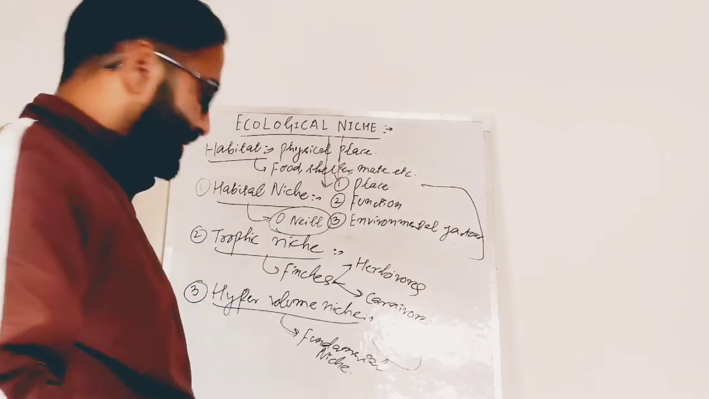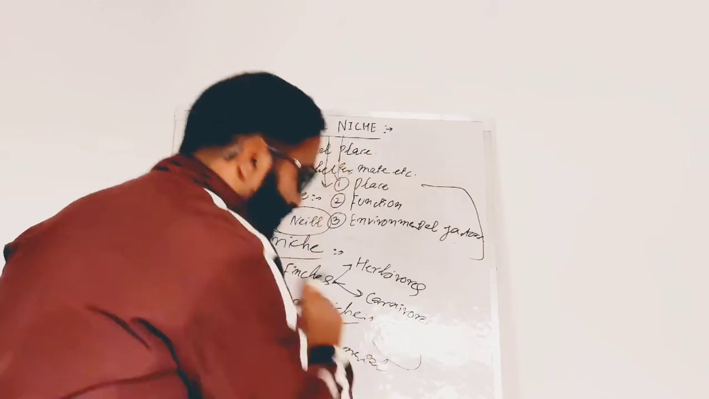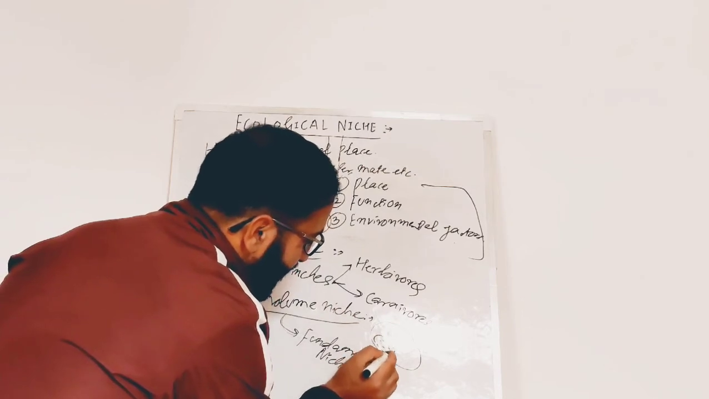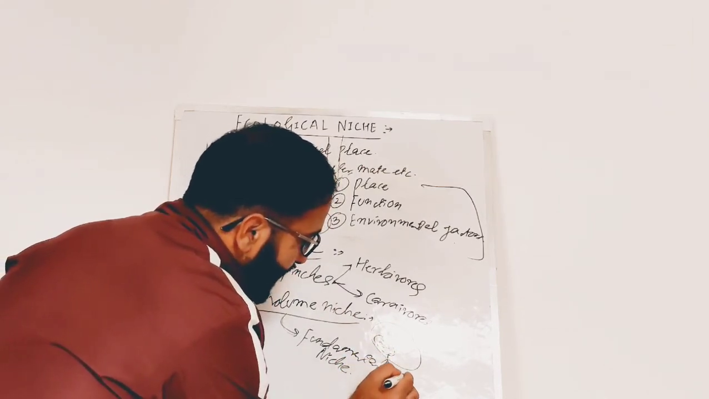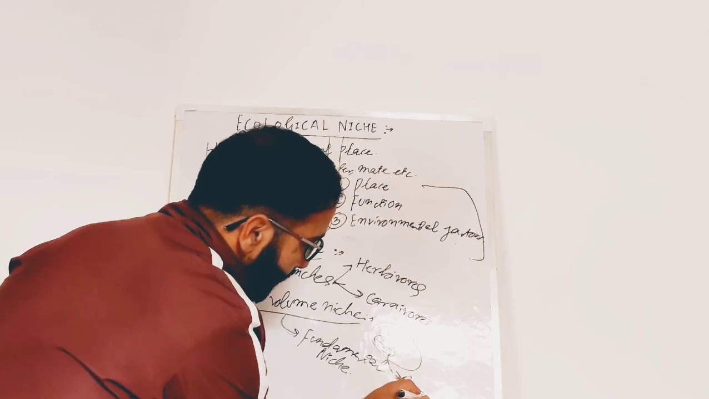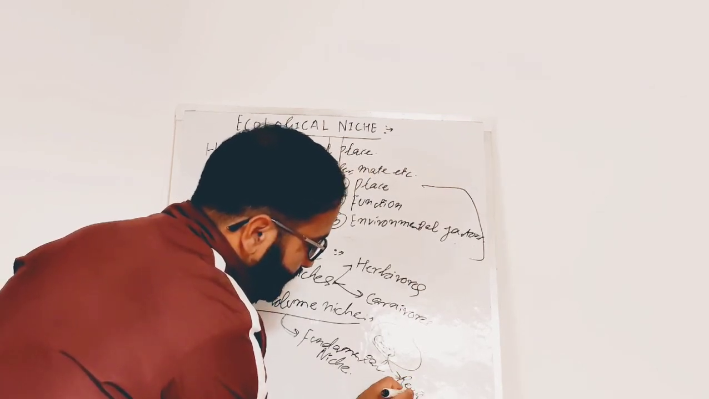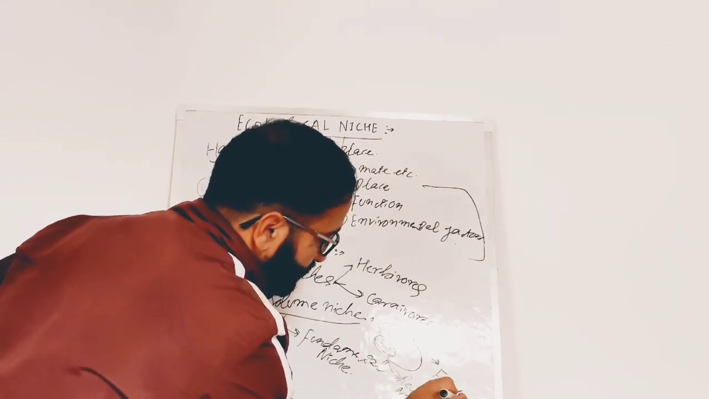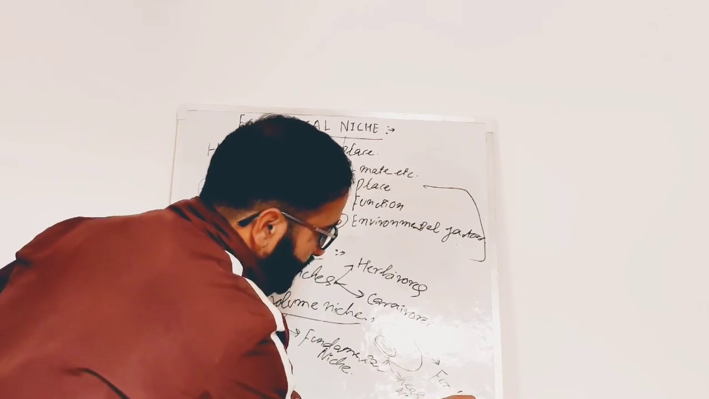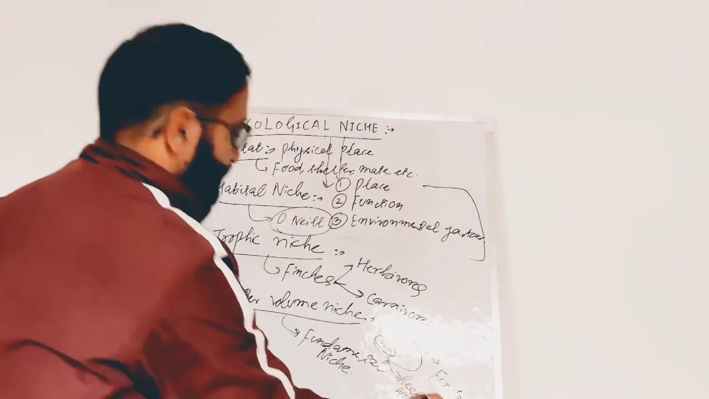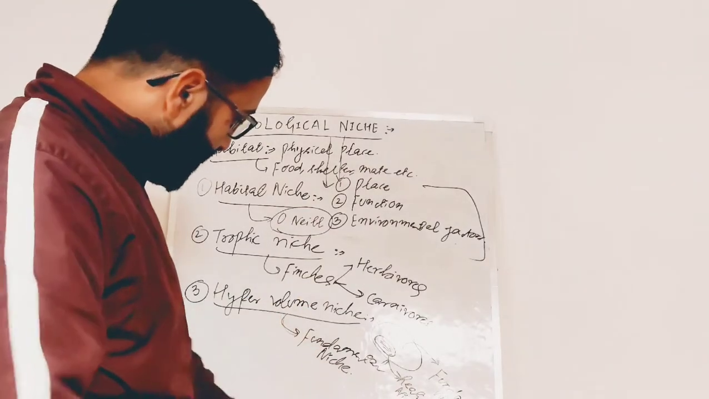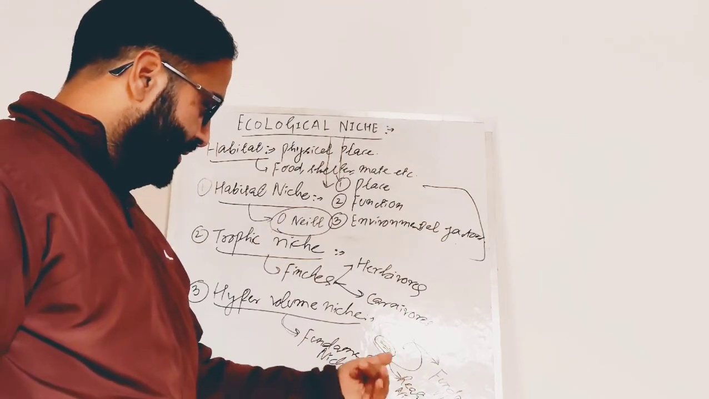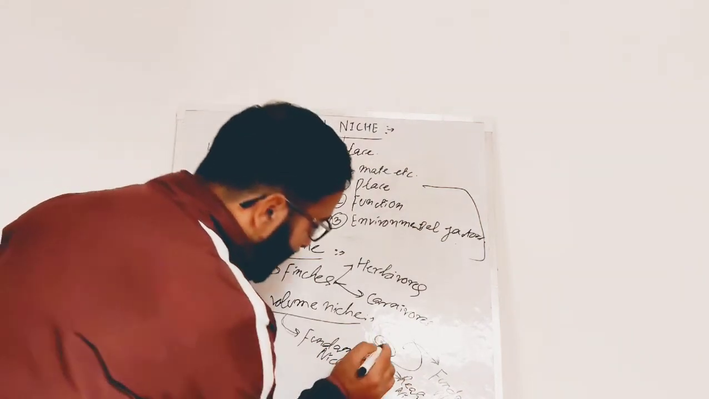Such a niche is called a realized niche. So if this all is the fundamental niche, but in actuality the species would occupy a smaller area, this smaller area would be called a realized niche. This area is the fundamental niche. So if there are no predators present, the species would be found in this whole area. But in presence of these predators, the species would be found in this small area only.